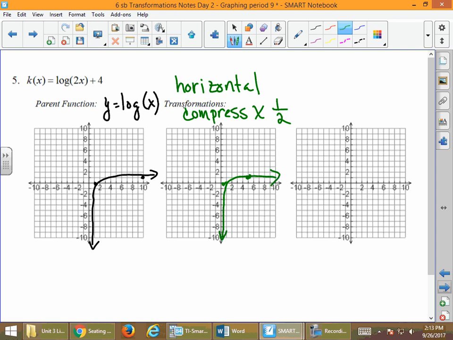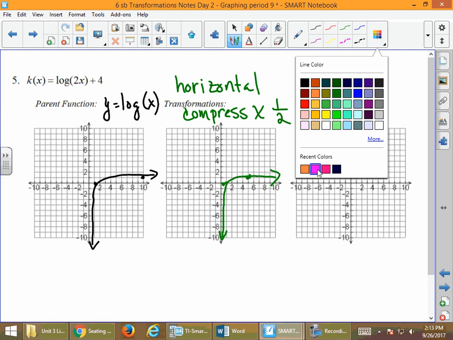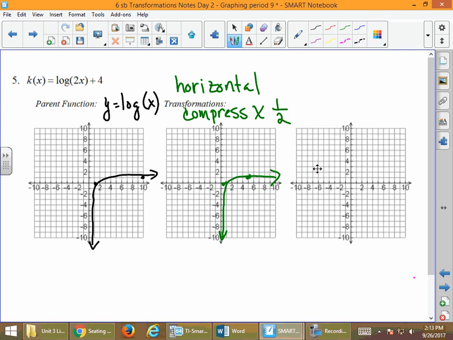And there's our picture. So I have 1/2, 0, 5, 1. And we have one more transformation on this particular graph, and that is the +4. And at least think about, what does +4 do in your head? Well, +4 moves our graph up 4.